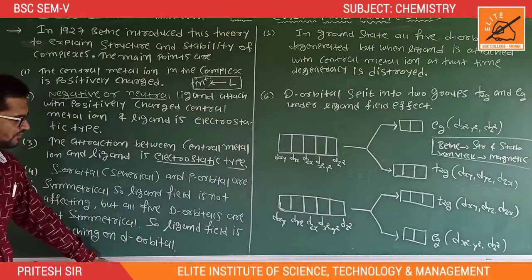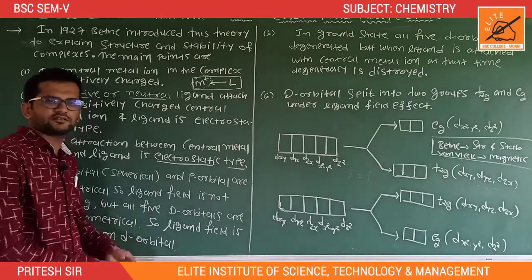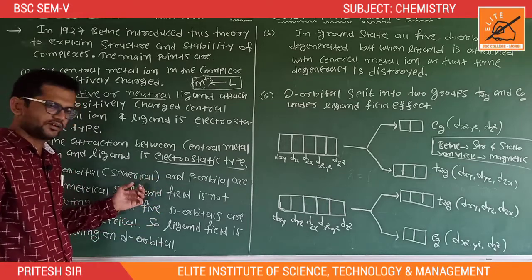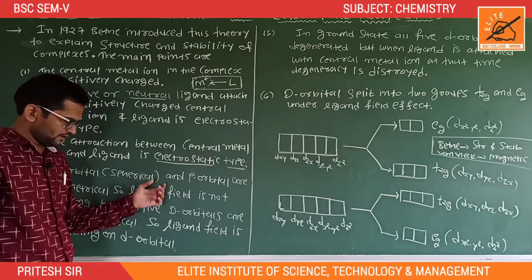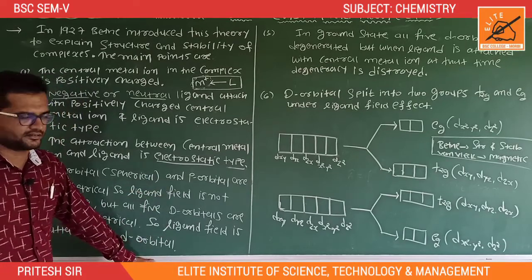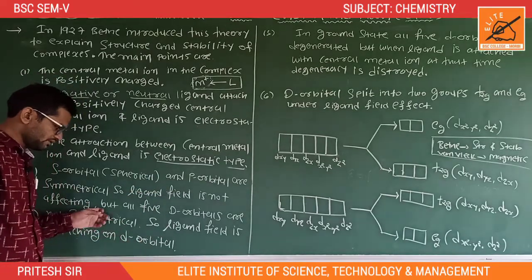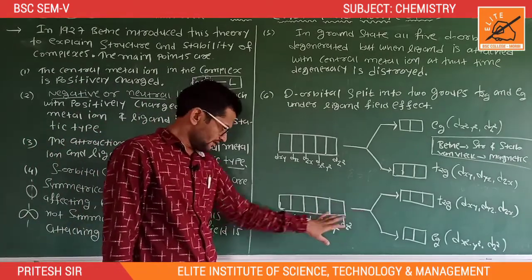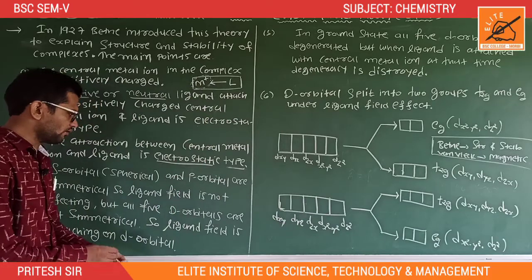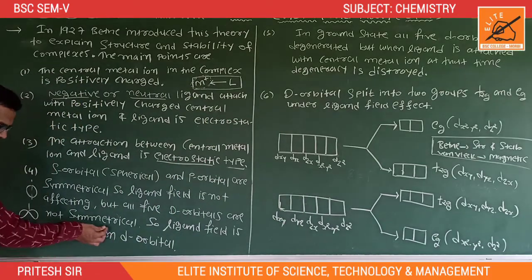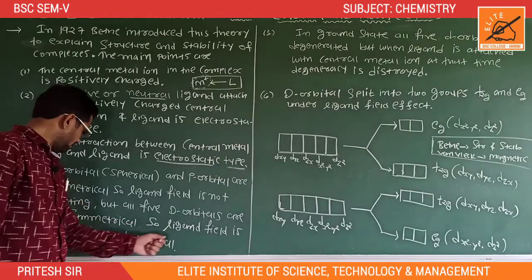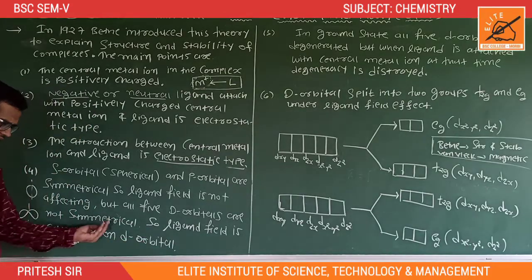So the s and p orbitals are symmetrical in nature, so the ligand field has little effect on them. But the d orbitals are degenerate, meaning all the sub d orbitals have the same energy, and they are also asymmetrical. So the ligand field affects the d orbitals.